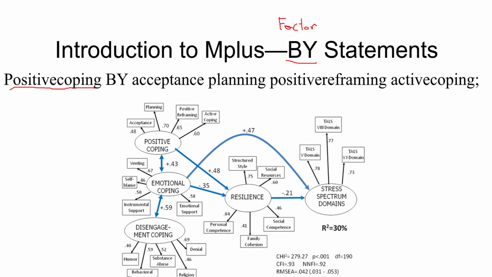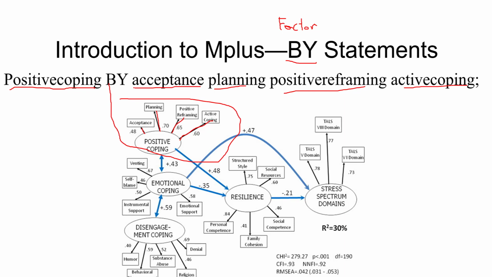So we'll type this out when we use M+. Positive coping is indicated by acceptance, planning, positive framing, and active coping. And we can see this here. Positive coping is indicated by acceptance, planning, positive reframing, and active coping. So with this one statement, we've created this whole part of the model.